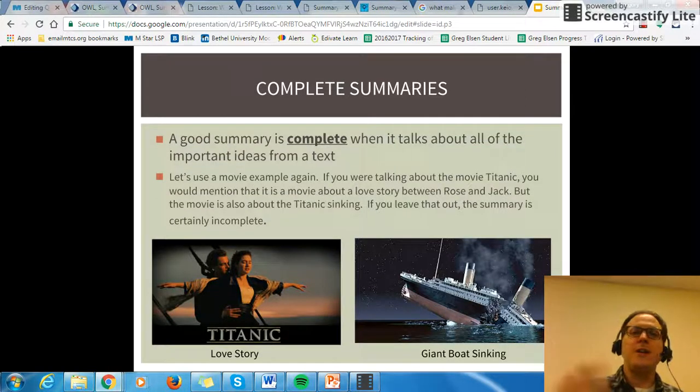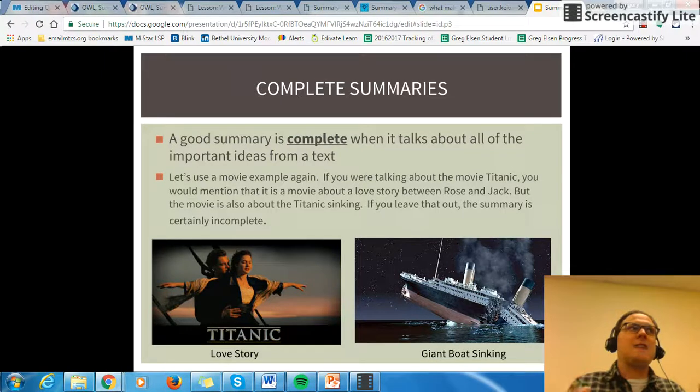So next, summaries are complete. A good summary is complete when it talks about all of the important ideas from a text, right? So it needs to cover all the important aspects. Let's use the movie again, for example. If you were talking about the movie Titanic, you would mention that it is a love story between the two main characters, Rose and Jack. However, if you leave out this other important element, namely that there's a giant boat that sinks, which is a huge part of the movie, well, then your summary is going to be incomplete, right?